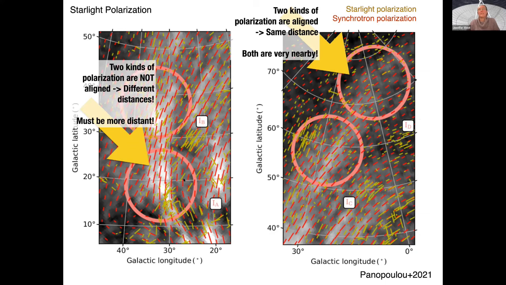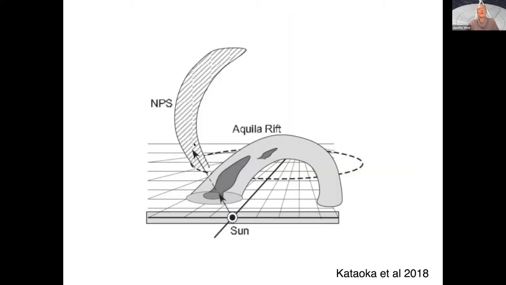And so instead of having a picture where the North Polar Spur is all far away, we have this kind of weird picture emerging, that part of the North Polar Spur is nearby and part of it is distant. And so that is a bit of a contradiction, and no one had come up with a model that explained how those two things could be true at the same time. How could one part be distant and one part be close?